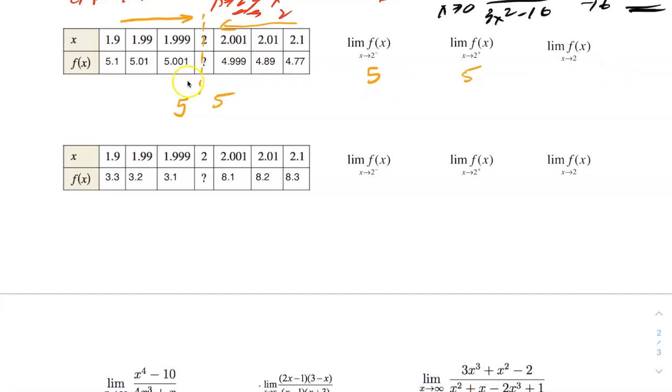Is there a limit? Yeah, those two things match. So my limit's 5. Right? Anytime they match, that's your answer. If they don't match, it does not exist. So let's do the same thing down here.